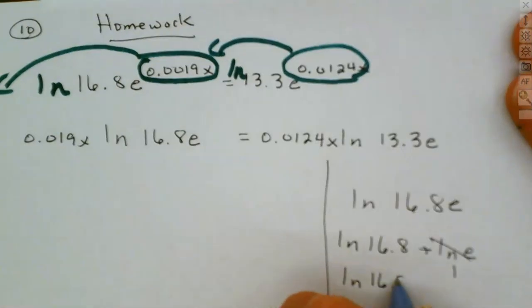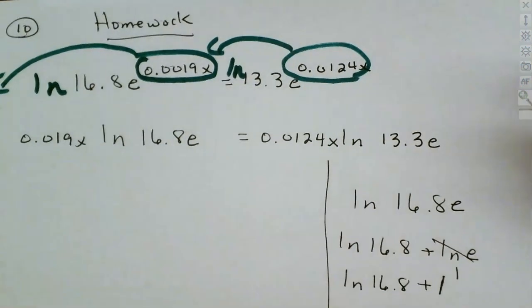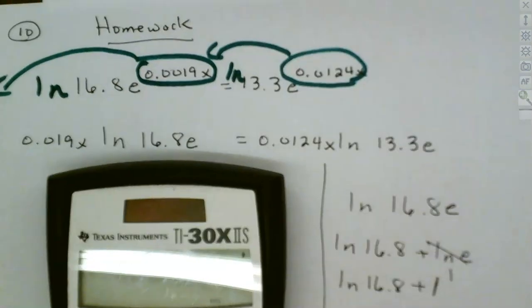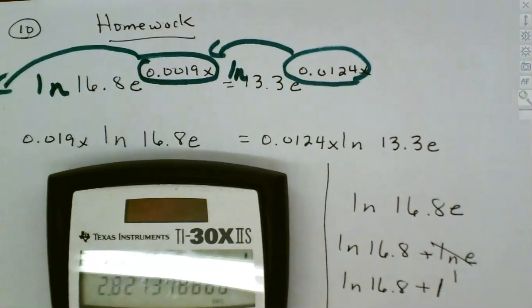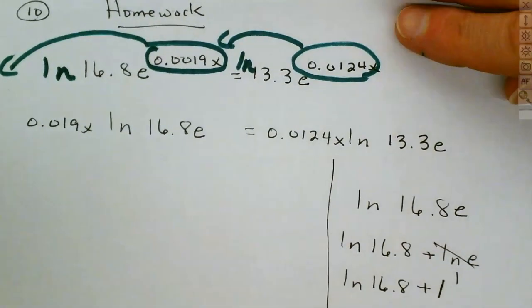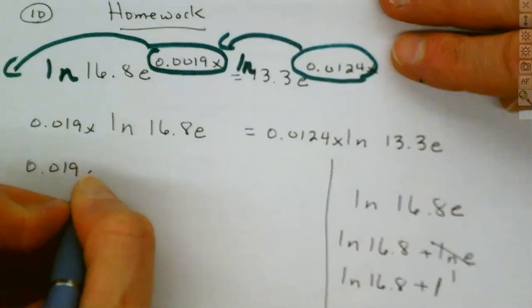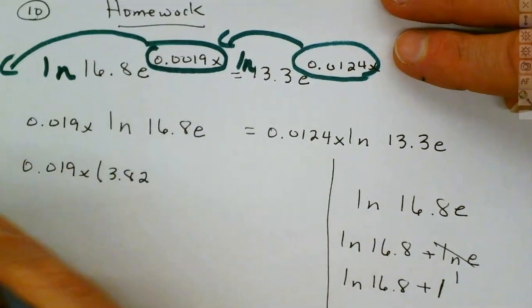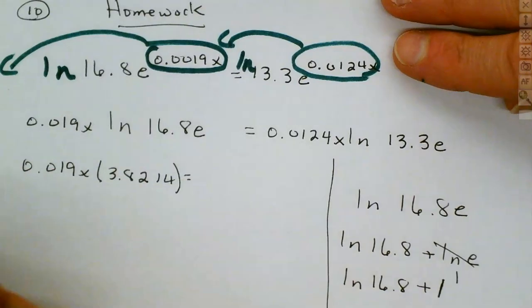And let's go ahead and find the natural log of that 16.8. Use our calculator, and we want the natural log of 16.8, and then we'll add 1 to that. We'll take this out to 4 places: 3.8214 if we round to 4. So that's going to be 0.019x, multiplied by 3.8214.